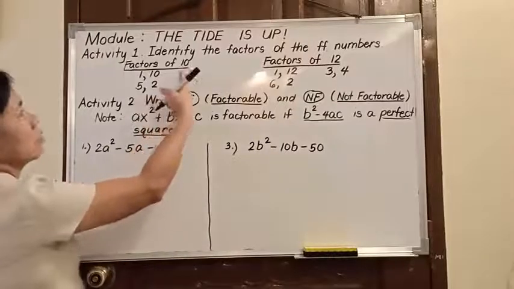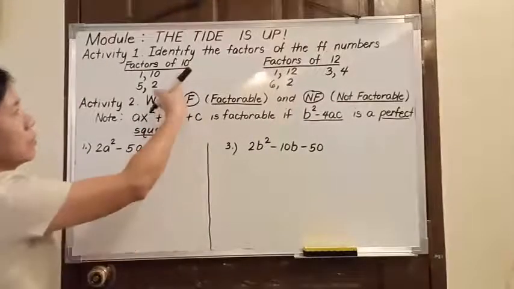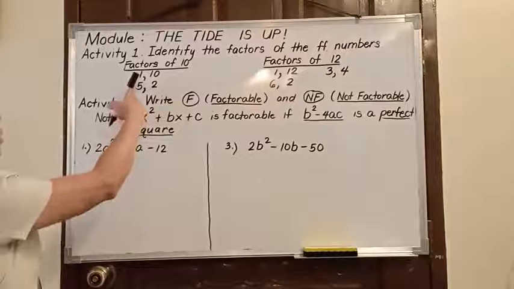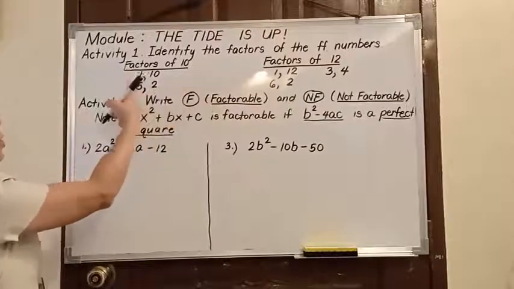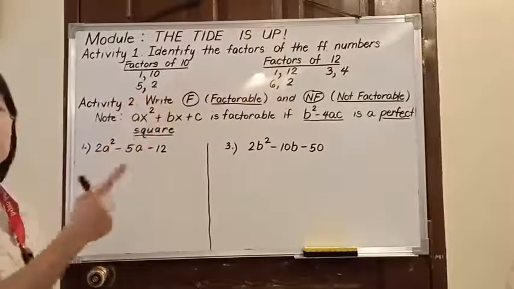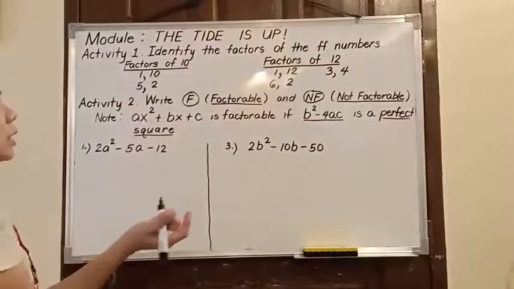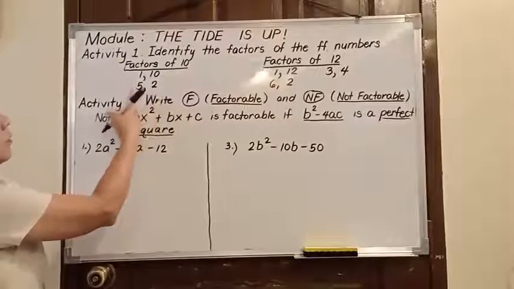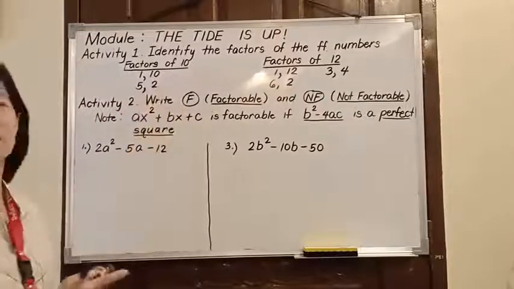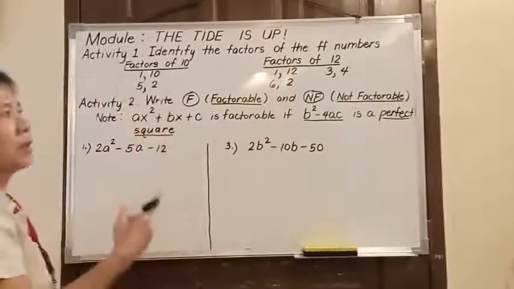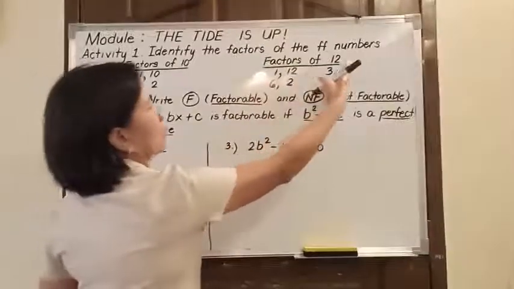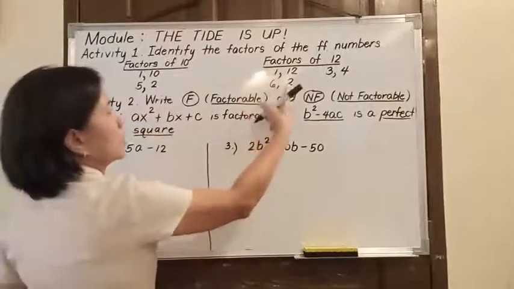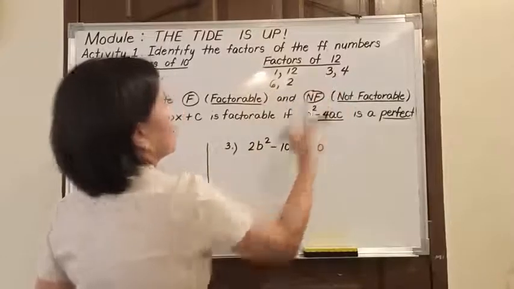Now, go back to the factors of 10. Since this is positive 10, we can use negative factors. Positive 1 and 10 are factors of 10, or negative 1 and negative 10. Negative 1 times negative 10 is positive 10. You can also use negative 5 and negative 2, since negative 5 times negative 2 is positive 10. Now, the same is true with 12. Positive 1 and 12 are factors of 12. You can also use negative 1 and negative 12, negative 6 and negative 2, negative 3 and negative 4.